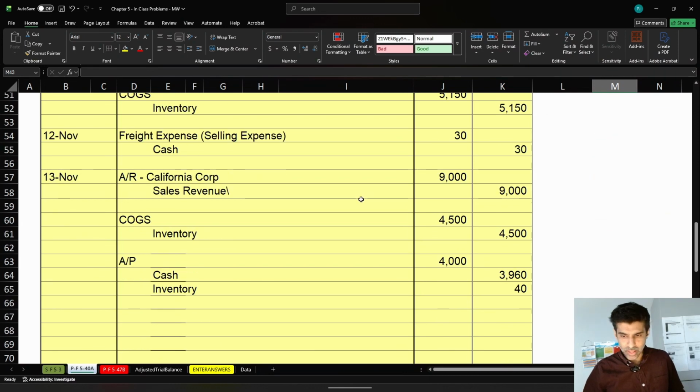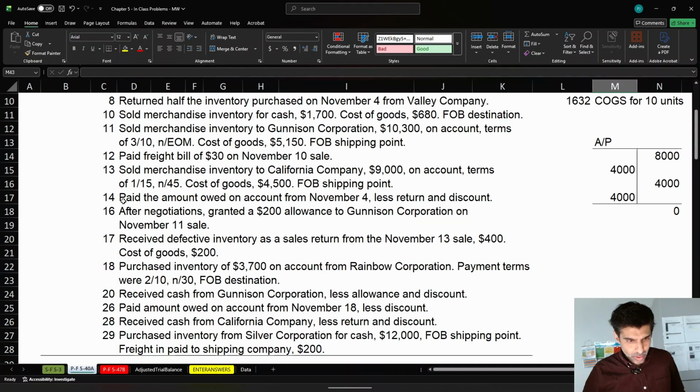Okay, so I think we left off on this. November 16th, after negotiations, we granted Gunnison a $200 allowance. So if we look back up here, AR for Gunnison, and I kind of want to start a T account for these accounts receivable because we're now having returns and allowances and stuff. So we initially had 10,300.